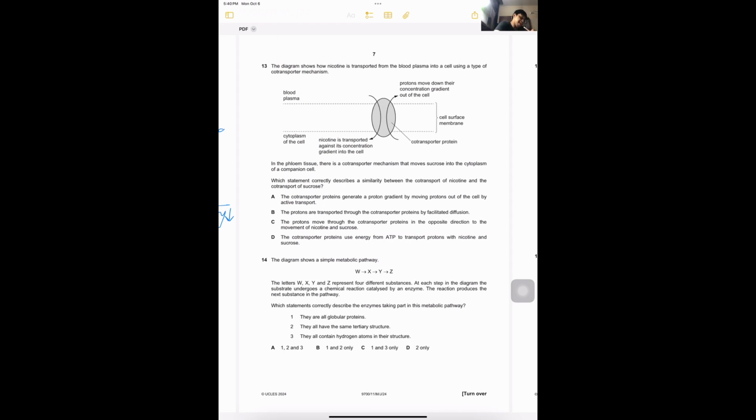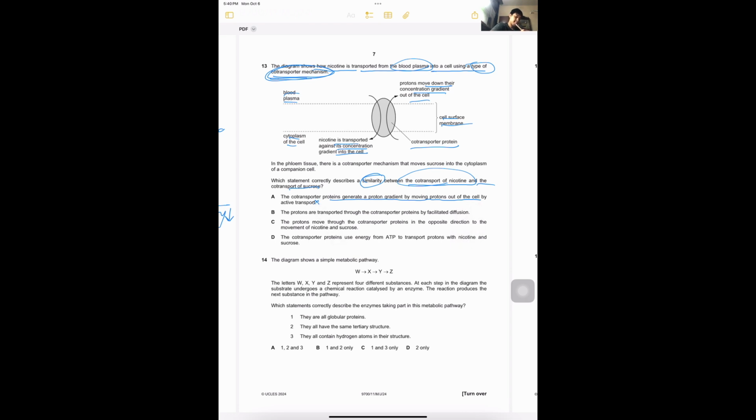Question 13. The diagram shows how nicotine is transported from the blood plasma into a cell using a type of co-transporter mechanism, right? So we can see nicotine is transported against its concentration gradient, protons move down their concentration gradient, co-transporter protein, cytoplasm, blood plasma, cell surface membrane. Which statement correctly describes the similarity between the co-transporter of nicotine and co-transporter of sucrose? The co-transporter protein generates a proton gradient by moving protons out of the cell.